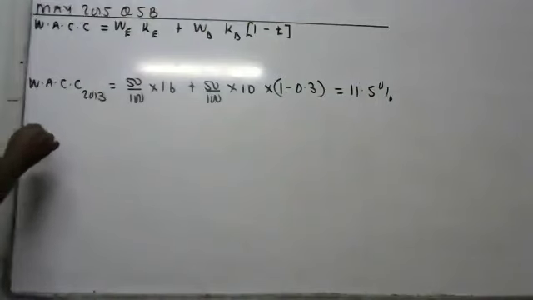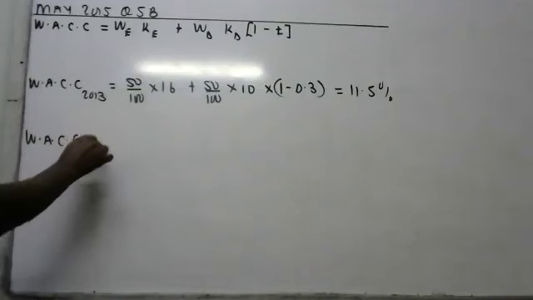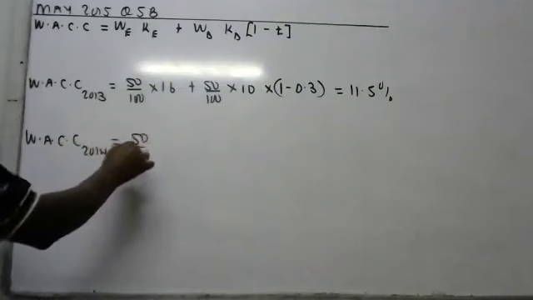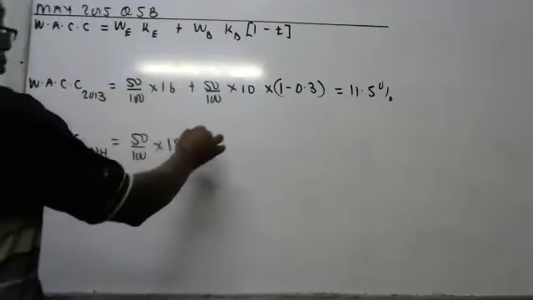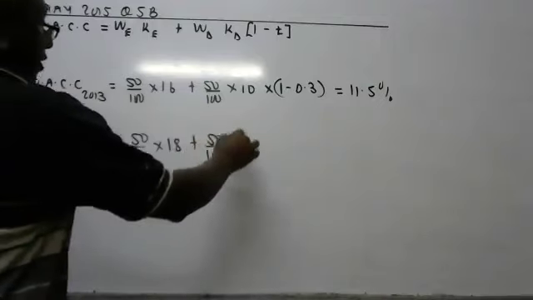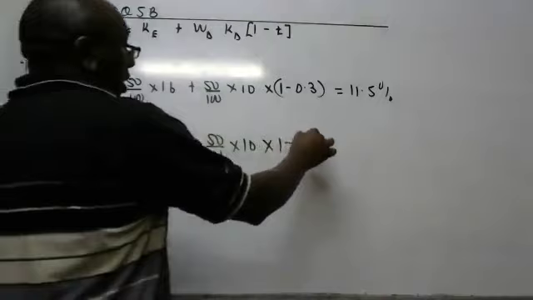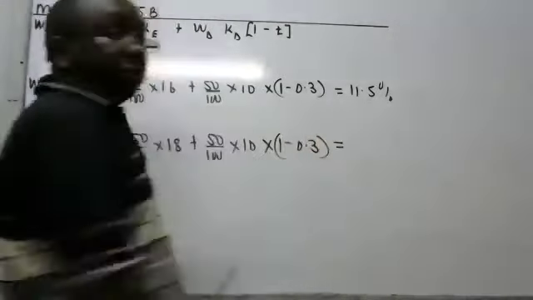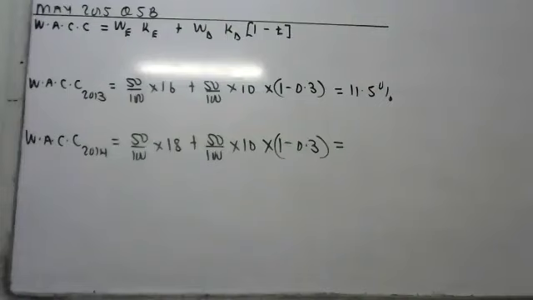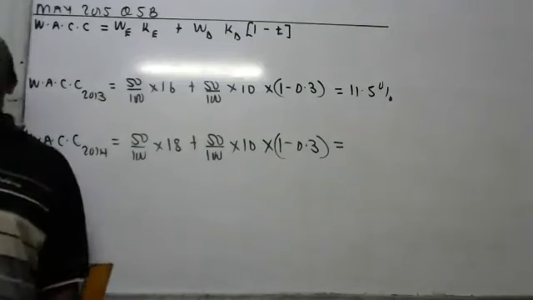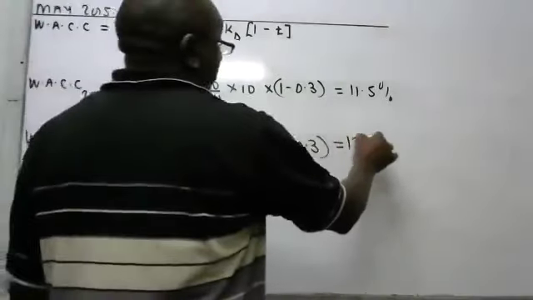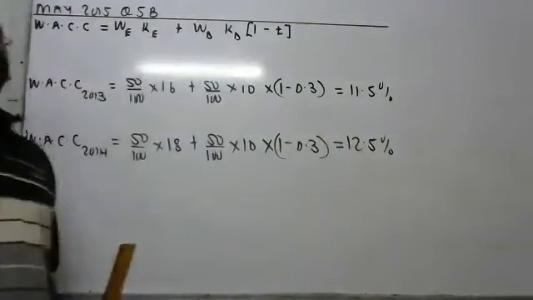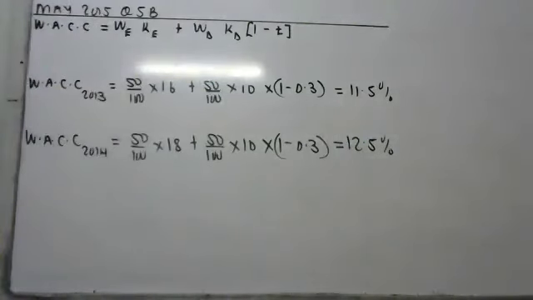Then WACC in 2014 is 50% of 18 plus 50% of 10 times 1 minus 0.3. That gives 12.5%.